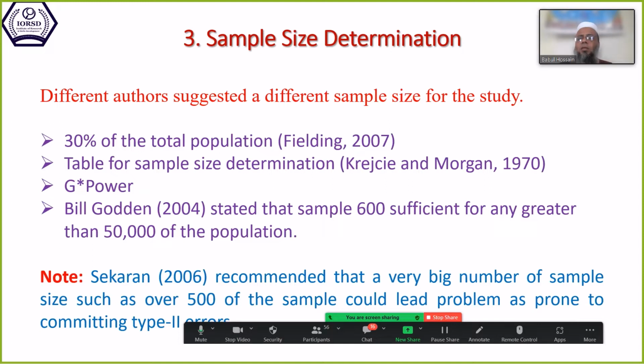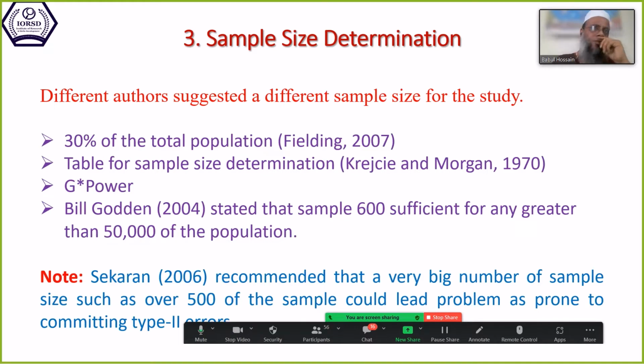Bill Gordon, 2004, stated that a sample of 600 is sufficient for any population greater than 50,000. However, Uma Sekaran, 2006, recommended that a very big sample size, such as over 500, should lead to the problem of being prone to committing type 2 error. So it is better not to go beyond 500, according to Uma Sekaran.